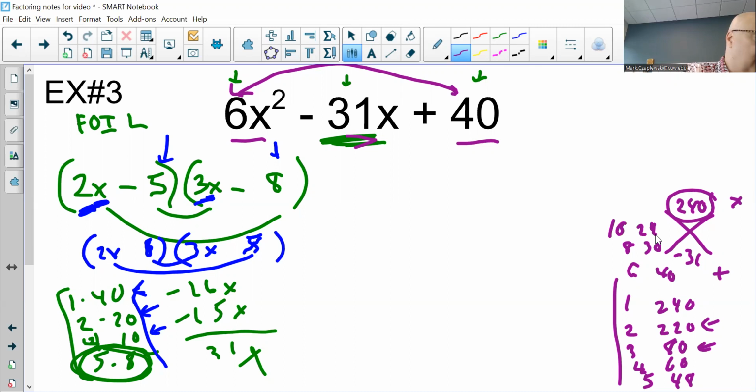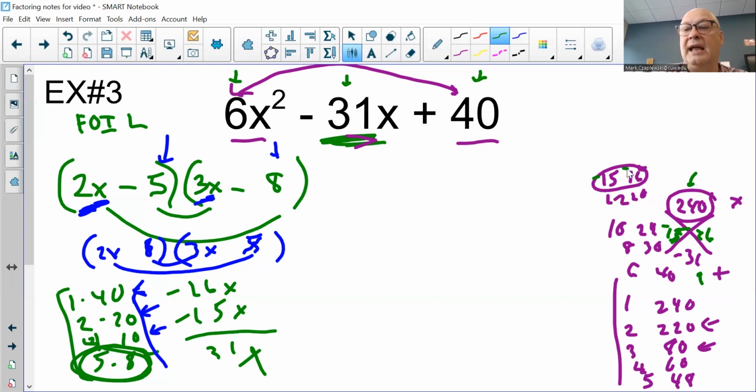I still don't get 31. 240 divided by 12. 12 and 20. I'm almost there. 12 and 20 does not add or subtract to 31. How about 240 divided by 15? 15 and 16. 15 and 16 can work. I finally did it. Now that takes patience, just like guess and check does. So if I do a 15 here and a 16 here, that kind of helps my graphic organizer. They both have to be negative, because a negative times a negative is a positive 240, and a negative 15 and a negative 16 add up to negative 31.